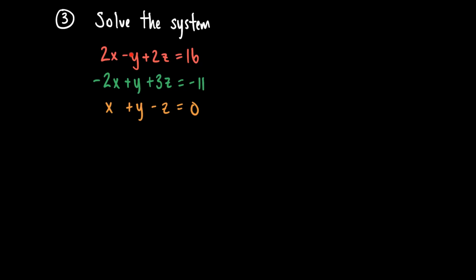On the y's, if you do the green and red, you can just add them together. And then if you do the red and the orange, you could also just add them together. So that may be even less work. And then for the z's, you could maybe pair up the red with the orange and double the orange, so you get negative 2z. Or you could also pair up the green with the orange and triple the orange, so you would get negative 3z. That would work. I'm going to actually eliminate the x's.